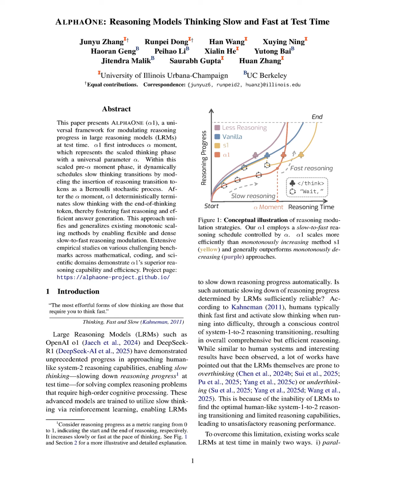ALPHAONE aims to solve the problem of inefficient transitioning between fast and slow thinking in large reasoning models, LRMs, which often struggle with overthinking or underthinking due to their inability to optimally manage the system 1-to-2 reasoning transition. The existing methods, such as sequential scaling, either enforce monotonous patterns of slow thinking or fail to adequately modulate the reasoning process, leading to suboptimal performance.